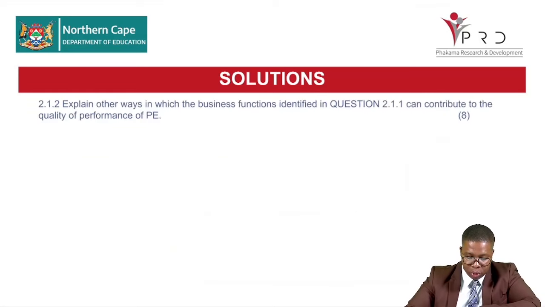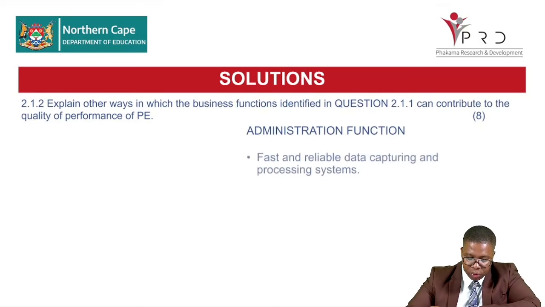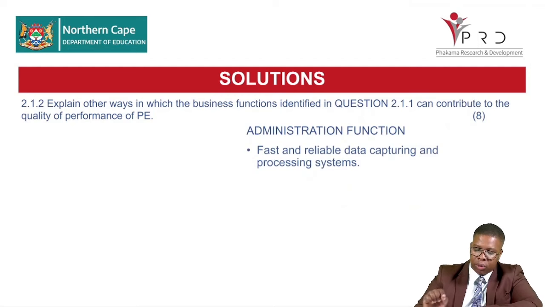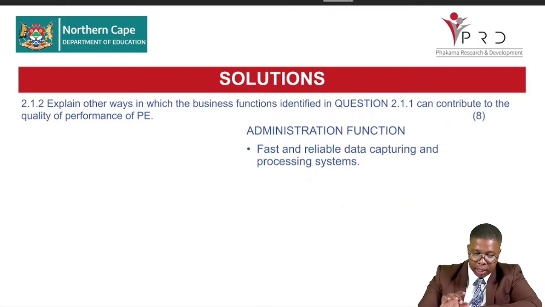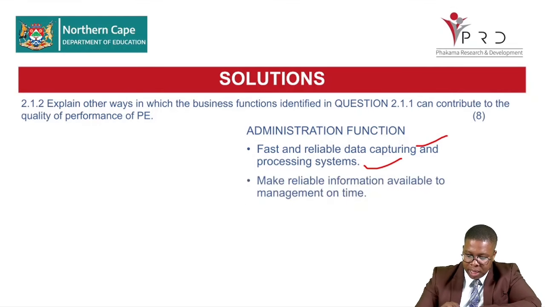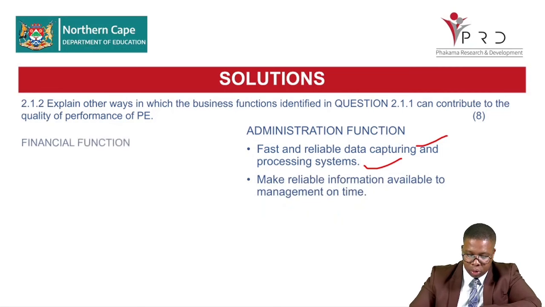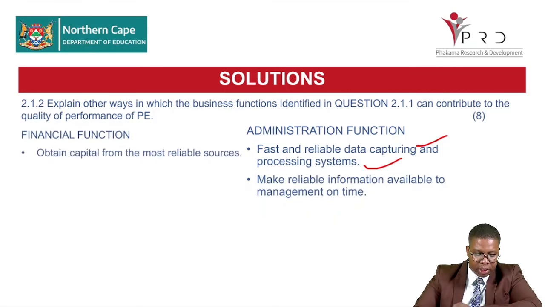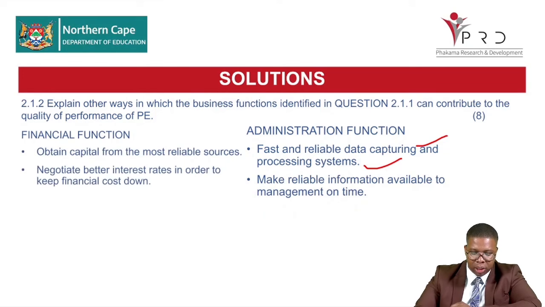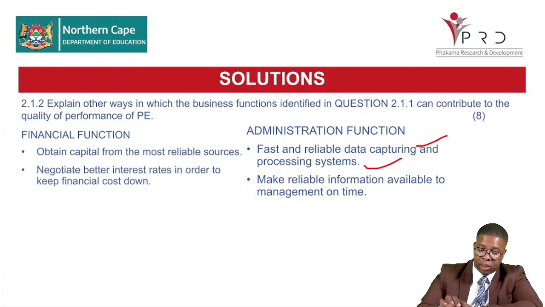Then as we proceed, we look into explaining other ways in which the 2 functions can contribute to the success. The first one, with administration: if the administration is able to make sure that they do fast and reliable data capturing and processing, then they are contributing to the success. That's number 1. Then number 2 is they make reliable information available to management on time. That's also contributing to the success. But when you look into financial, obtaining capital from the most reliable sources is contributing to the success, and negotiating better interest rates is also contributing in order to keep the financial costs down.